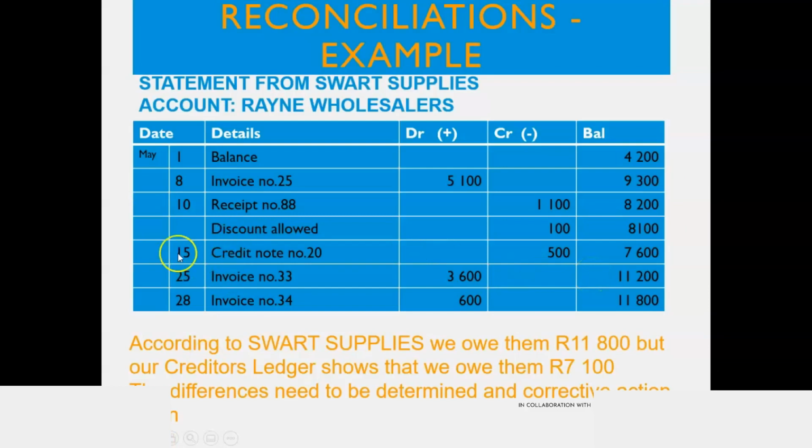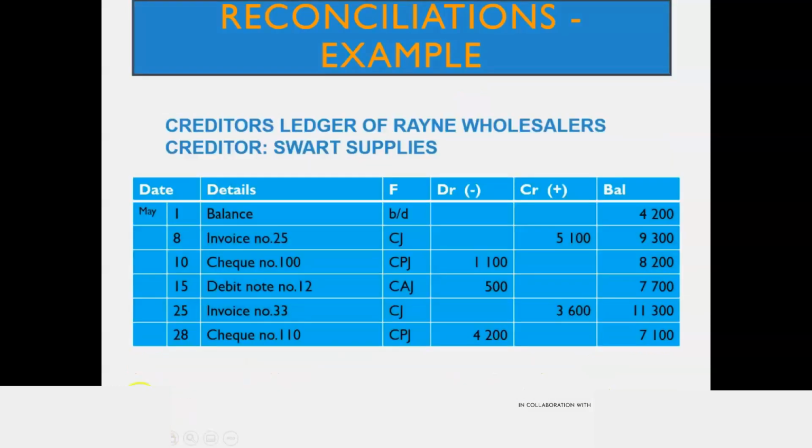And then they're saying on the 5th something happened. There is a credit note. Remember, a credit note signals a CAJ folio. CAJ is a Creditors Allowances Journal. Creditors Allowances Journal is for returns, right? On the 5th. Then let's see what happened on the 15th on our side.